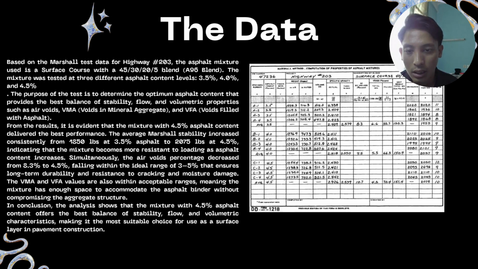In conclusion, the analysis showed that the mix with 4.5% asphalt content offers the best balance of stability, flow, and volumetric characteristics, making it the most suitable choice for use as a surface layer in pavement construction.